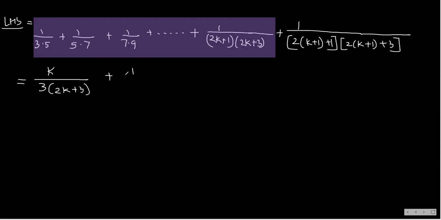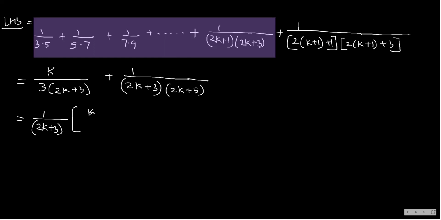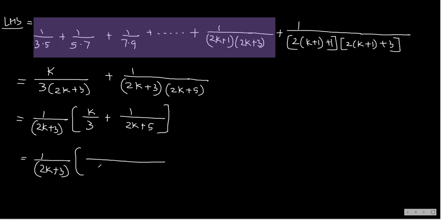And here you have 1 upon, when you multiply this inside, you get 2k plus 2 plus 1, that is 2k plus 3. And here you have 2k plus 5. The second bracket will become now. From this, I take 1 upon 2k plus 3 as a common bracket, and inside I get k by 3 plus 1 upon 2k plus 5. So this will be 1 upon 2k plus 3, and I take the LCM. The LCM is 3 times 2k plus 5.